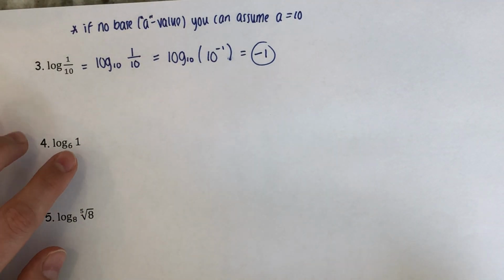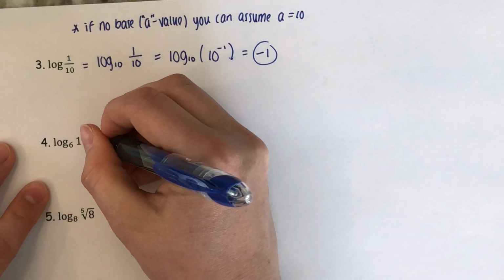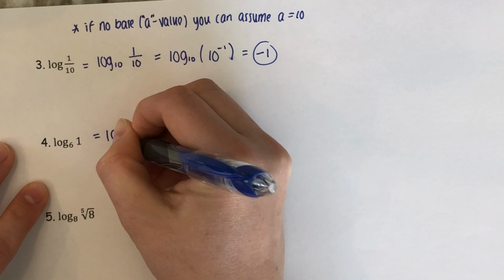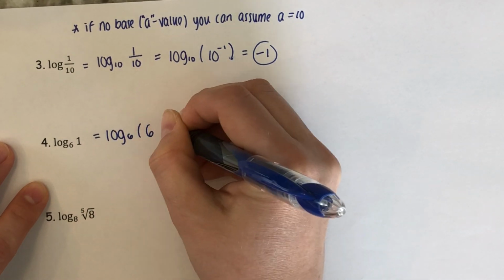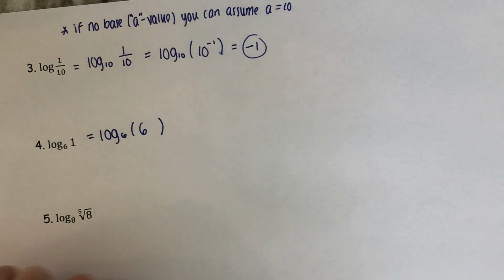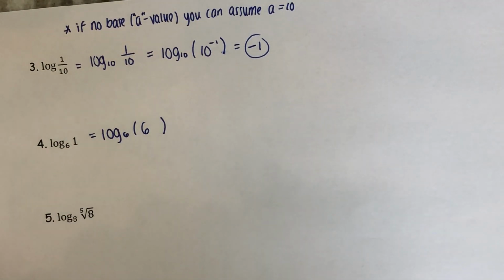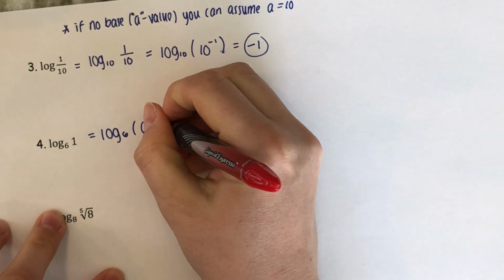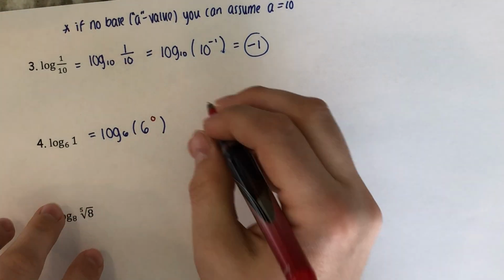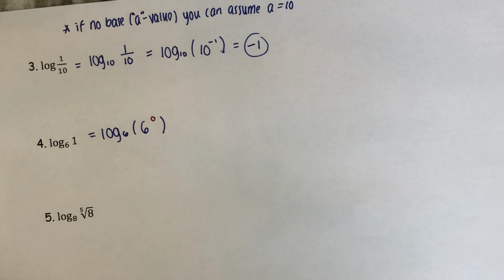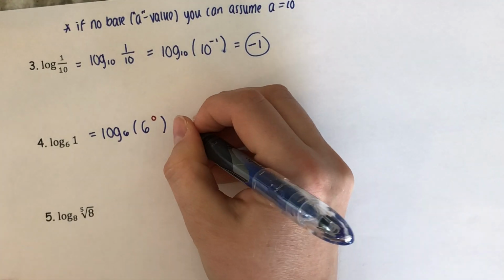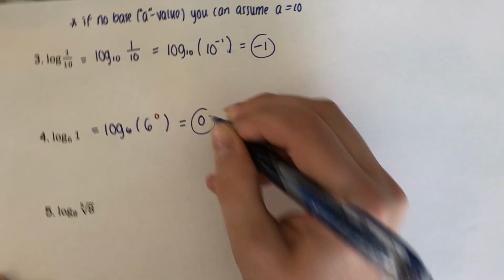In number 4 here, we have log base 6 of 1. So I'm going to have log base 6 of 6 to a certain power. If I want to raise 6 to a power to get 1, if you raise anything to the power of 0 that will always give you 1. So that means for our problem here, our answer is actually going to be 0.